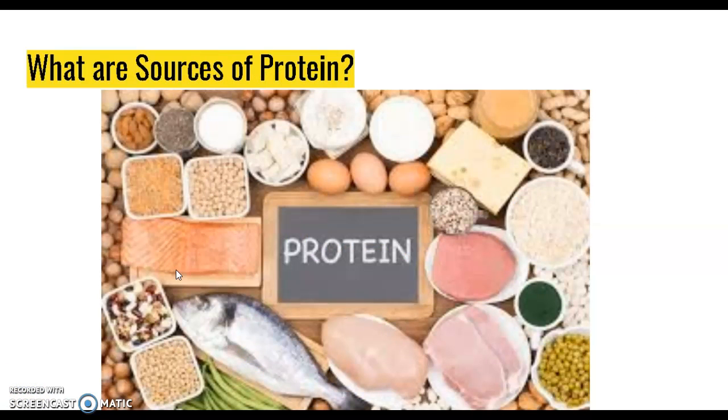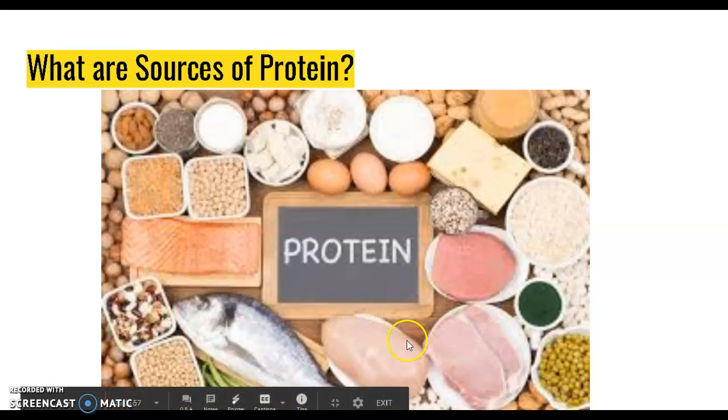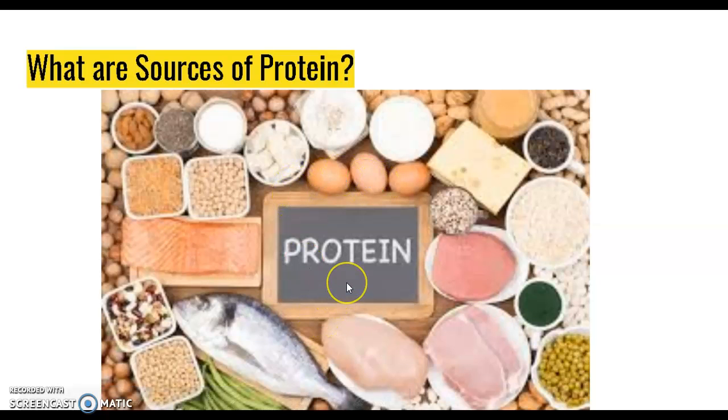And the last type of molecule you need to know about to do this activity is protein. Protein is found in meat, lots of meat, like fish, chicken, steak. Nuts and seeds also contain a lot of protein. Dairy products contain a lot of protein and some fat too. The white of the eggs also contains a lot of protein.